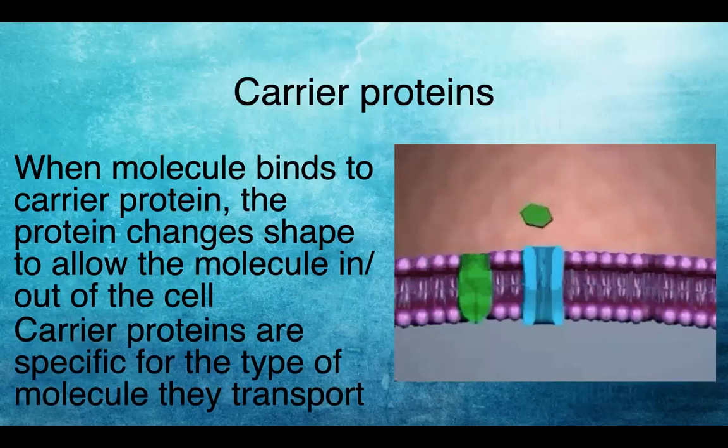Now, the important thing about carrier proteins is that they are specific for the type of molecule they transport. What that means is that if this carrier protein is able to transport glucose from one side to the other, it is only meant for glucose. It will not transport any other molecule.